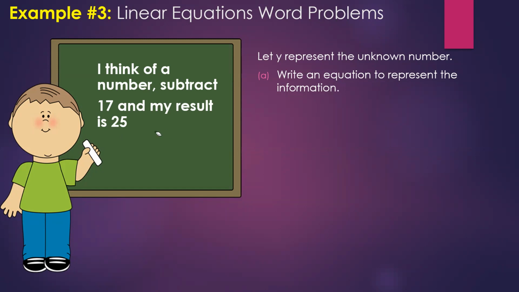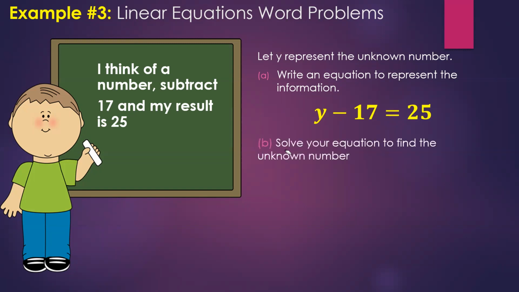Okay. Class, is he right? Is he correct? Yes, sir. Very good. Most persons have the same thing: Y minus 17 equals 25. Go ahead, Bri. Can you read the second question? Solve your equation to find the unknown number.